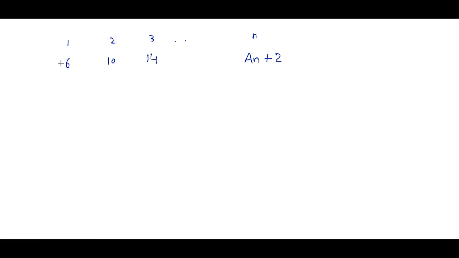Now if you look at the pattern of this sequence, you can observe that just by adding 4 to the previous term, we get the next term. So this is called the first difference. If the first difference is constant, this sequence is called an arithmetic sequence. To find the nth term of the arithmetic sequence, we just multiply n with this first difference. Therefore, it will be 4n.